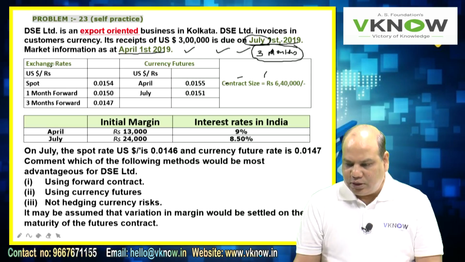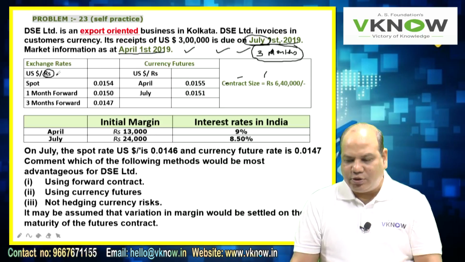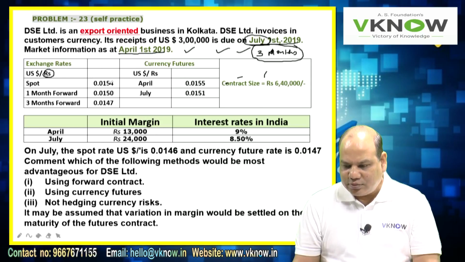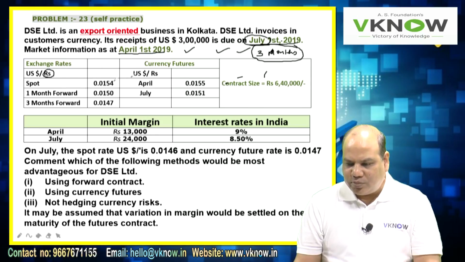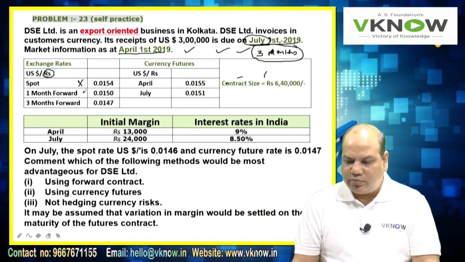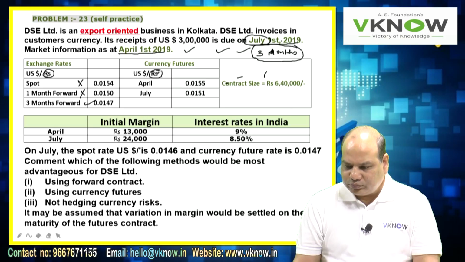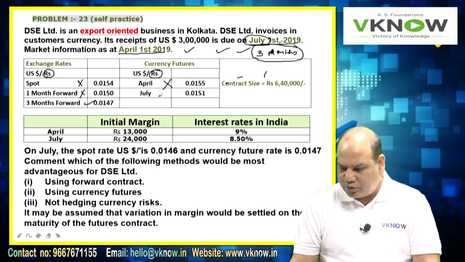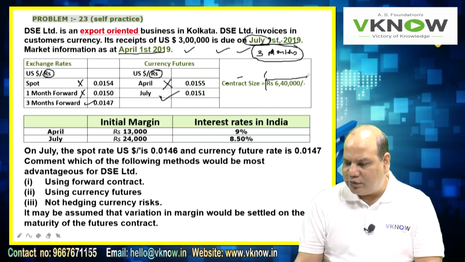It was 3 months. Exchange rate dollar per rupees. Again dollar per rupees. So institute is taking previous year question, changing the figures here and there, and formulating a new question. It seems spot rate cross not relevant. 1 month not relevant. 3 month forward, yes, relevant. Currency future US dollar per rupees. April not relevant. July relevant. And contract size is in rupees.